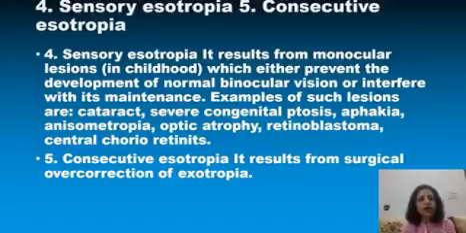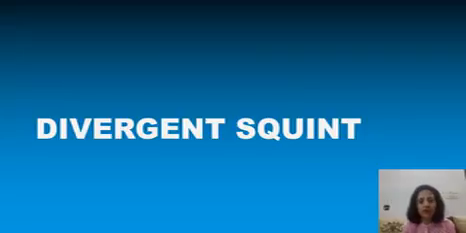Sensory esotropia results from monocular lesions in childhood, which prevent the development of normal binocular vision. Similar causes are cataract on one side, severe congenital ptosis, aphakia and anisometropia. This will lead to a sensory esotropia. Consecutive ESO: when you are doing a correction for EXO and you cause an ESO, that is known as a consecutive ESO.